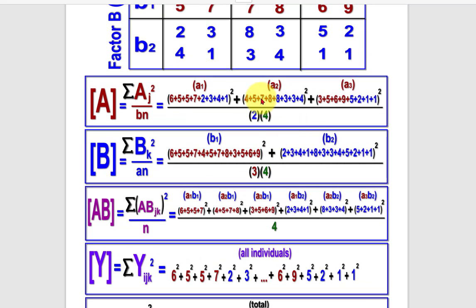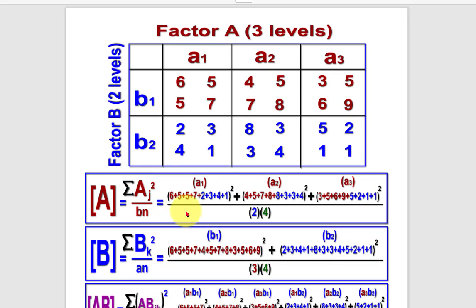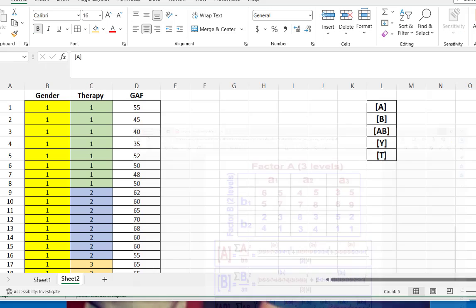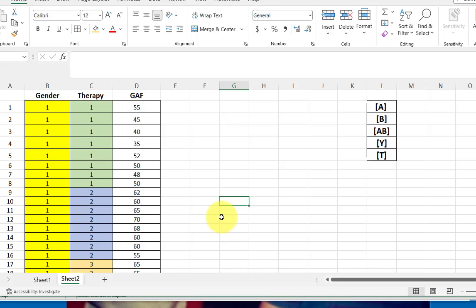So for the bracket A, what this says is we take all the levels of A. So ours would be male and female, regardless of the treatment type, right? So we're going to add them up first and then square them second and divide by the number of levels in the second variable, which is 3, times the individual numbers in each group, and that is 8. So let's just double check on that.